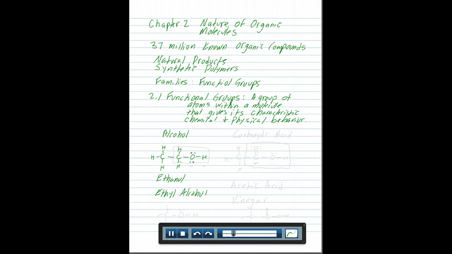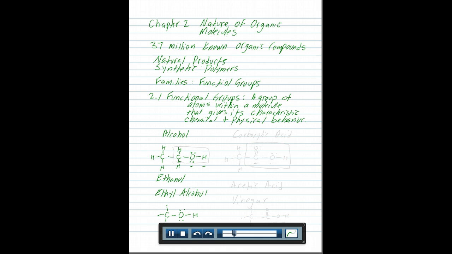But the functional group is this oxygen attached to this hydrogen, and the oxygen is attached onto a carbon. That is a generic form of an alcohol. It doesn't really matter what's attached at the other points here. You could have other carbons or other hydrogens there. But again, we'll talk about that more in a bit. I just want to show you the importance of it.